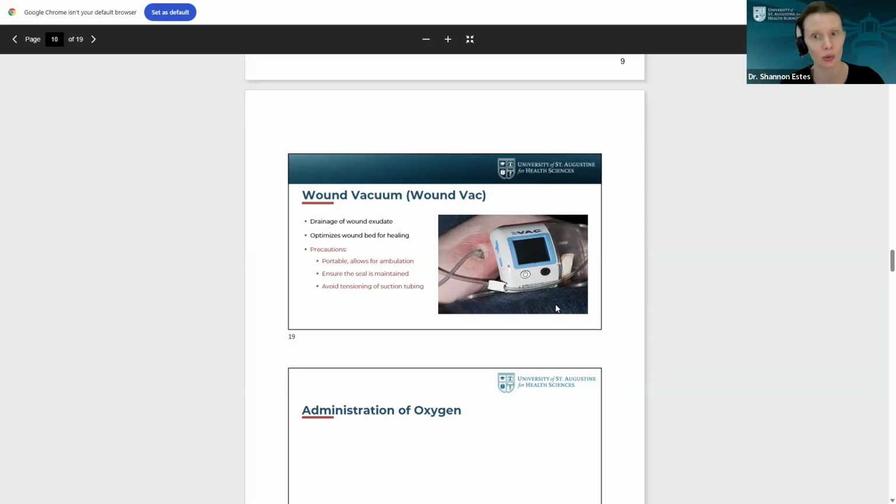So, for example, a wound vac. This is an example of a small wound vac. There are much larger ones. And if you need a better visual, looking those things up, using your resources online, ChatGPT, whatever it may be, just to get the visual information is helpful.